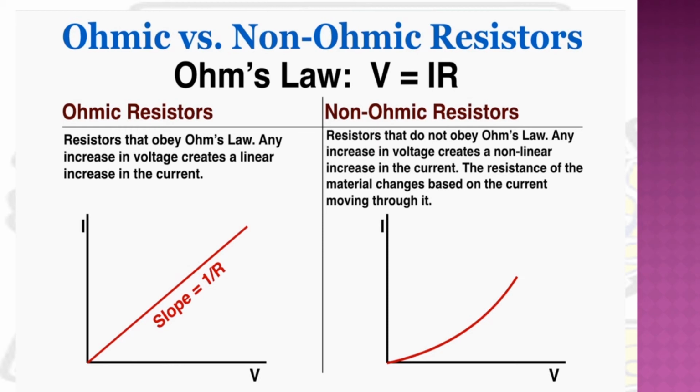Non-ohmic resistors are the resistors that do not obey Ohm's law. Any increase in voltage creates a non-linear increase in the current. So the resistance of the material changes based on the current moving through it, and you can see that this graph is not linear.